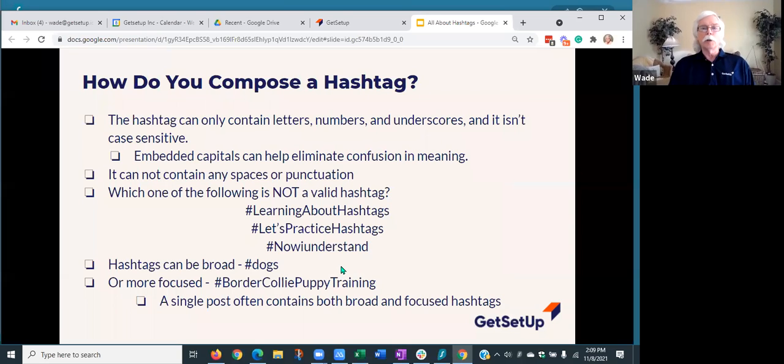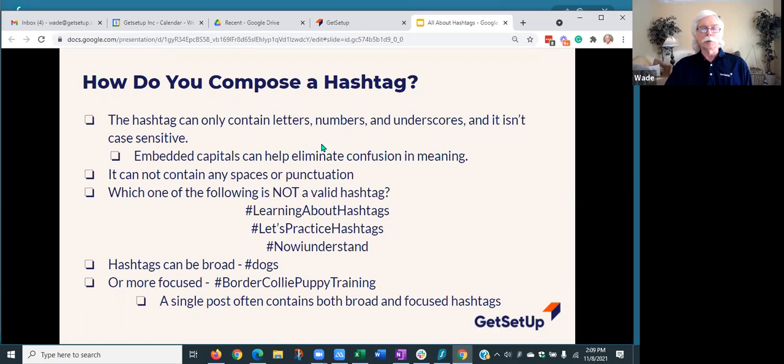So how do you compose a hashtag? So there are some rules about a hashtag. It can only contain letters, numbers, and underscores. So you can't put any other symbols in there. And it isn't case sensitive, so you can use capitals or not. In fact, embedding capitals can help eliminate confusion and make them easier to read. So a lot of people do use capitals, but it doesn't change the meaning. If one person capitalizes it and another person doesn't, they'll all be grouped together. It can't contain any spaces or any punctuation other than the underscore.